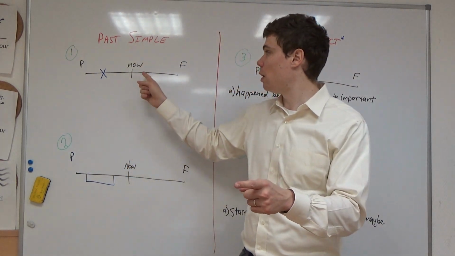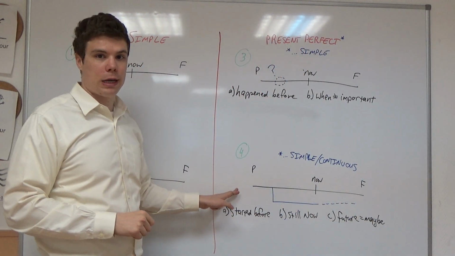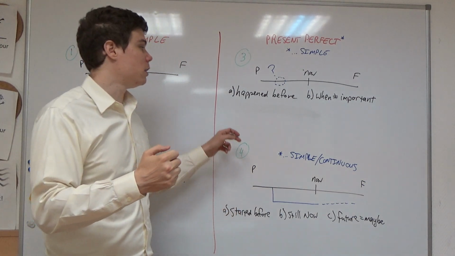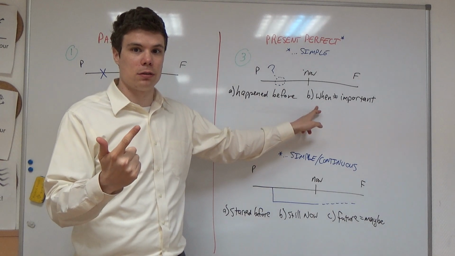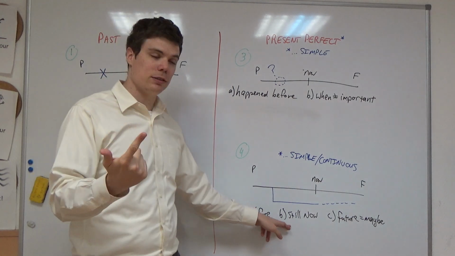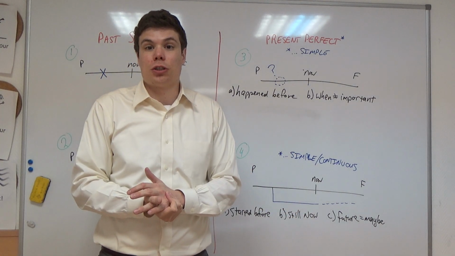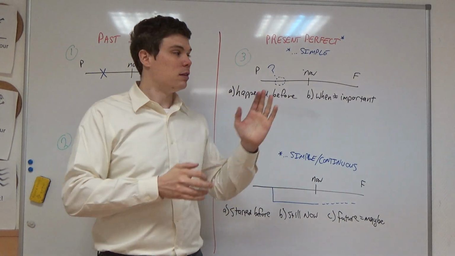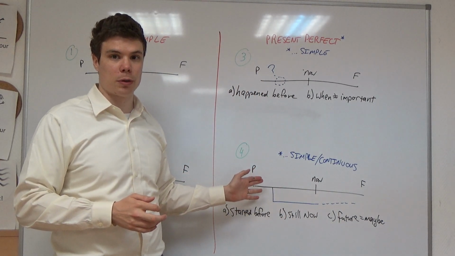So these two are past simple and these two are present perfect, right here and right here. So essentially we have two situations in which we use present perfect. We have it happened before and when isn't important. And number 2, we have it started before, still now, and the future, maybe it will continue, we're not sure. It's unclear, it depends on the context. And I argue that these cover every situation in which we use present perfect.